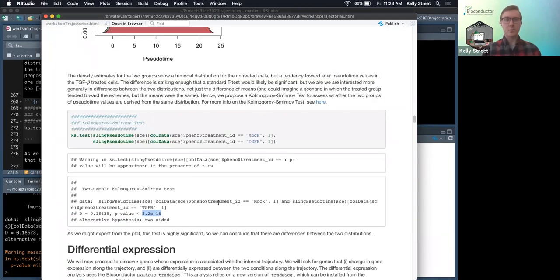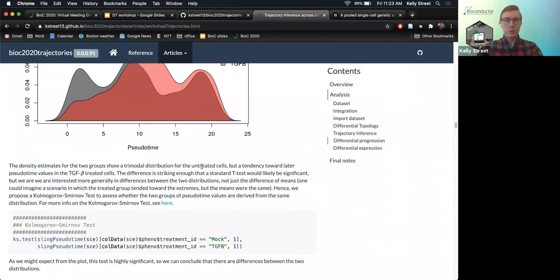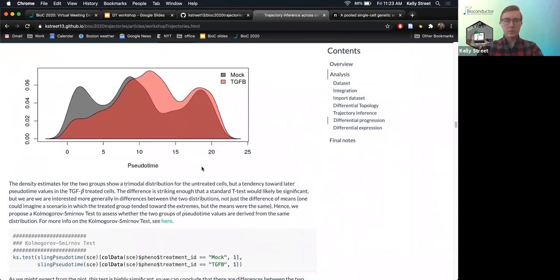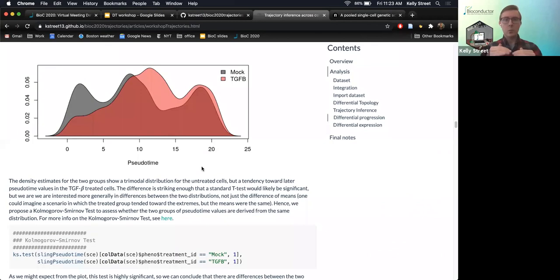And that's not super surprising. That's really just sort of a sanity check. But I think this is a good general framework for comparing conditions along a single trajectory. However, it's kind of crude. It's really just asking one single question, and it doesn't have a lot of fine level detail.